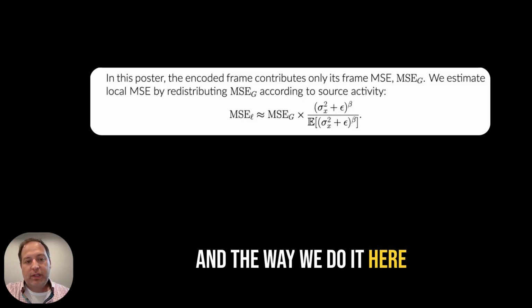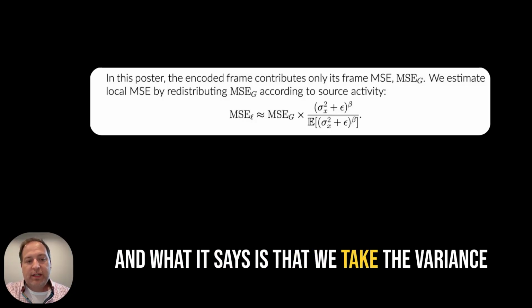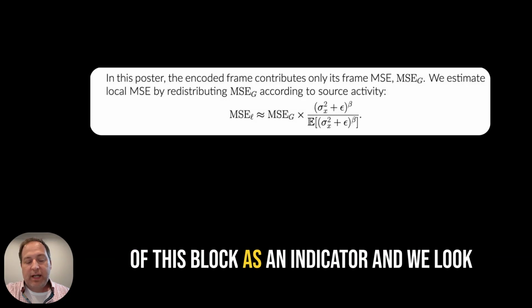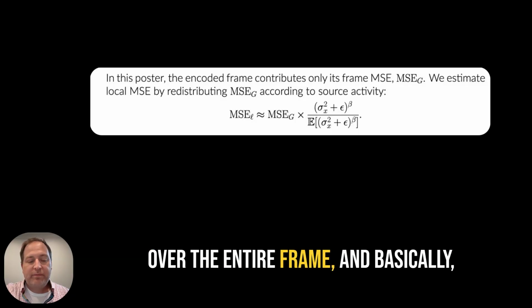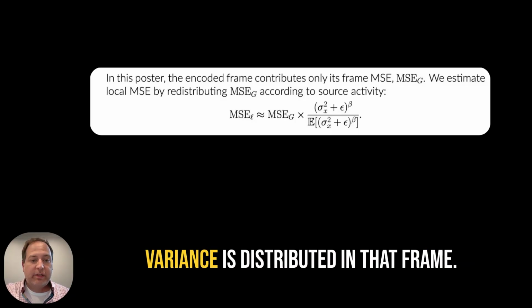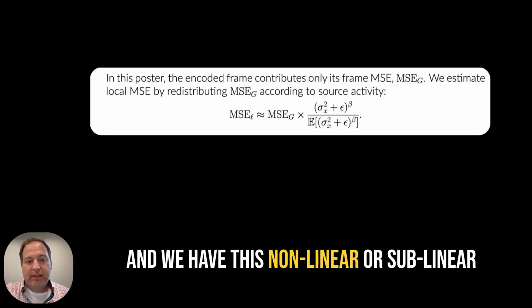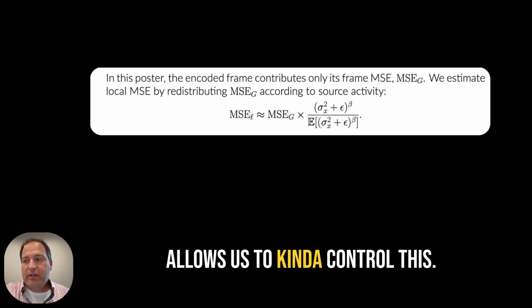And the way we do it here is with this equation here. And what it says is that we take the variance of this block as an indicator, and we look at the ratio with the average variance over the entire frame. And basically we distribute the MSE based on how the variance is distributed in that frame. And we have this nonlinear or sublinear component here, which is beta, which allows us to kind of control this.